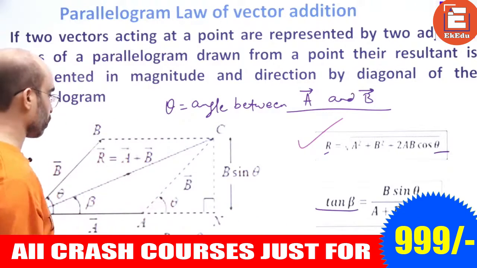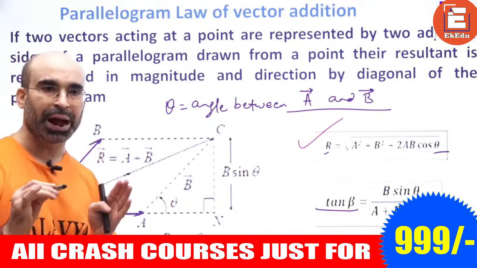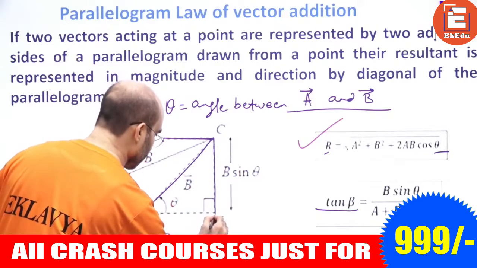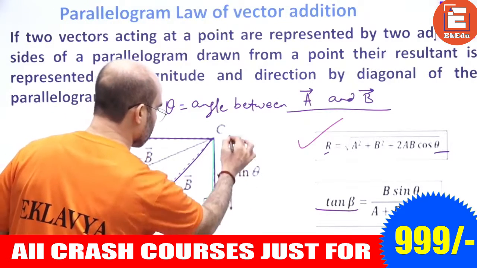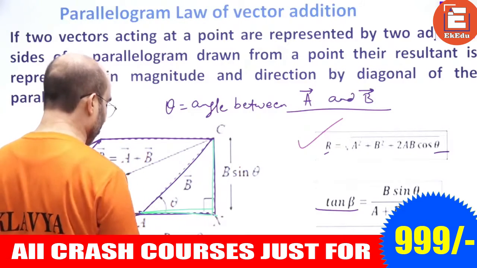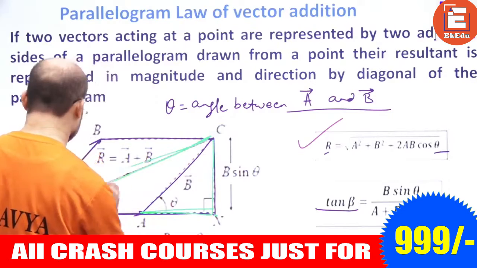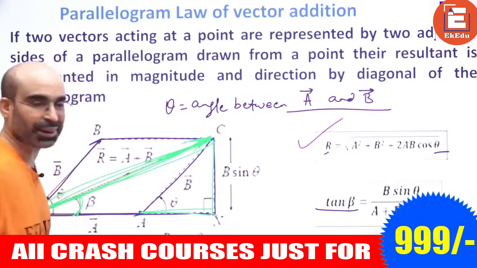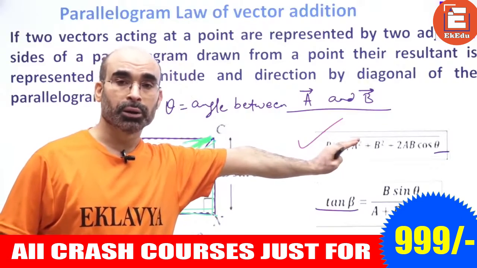In the diagram, this is vector A, this is vector B, adjacent sides of a parallelogram. This is the parallelogram. We have drawn the perpendicular, this and this. So this is B sin theta and this is B cos theta. So this entire ON will be A plus B cos theta, and this will be B sin theta. This diagonal is the resultant. We are aware of this fact that the diagonal of this parallelogram will be the resultant that we found.